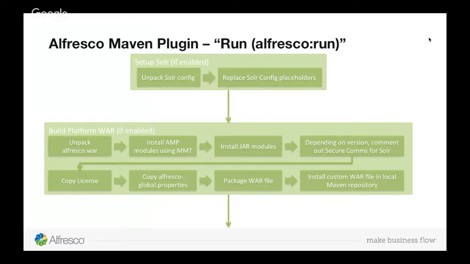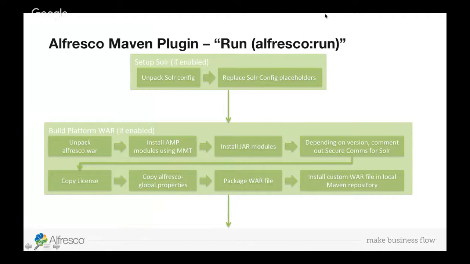Then the next step is that it actually takes the Alfresco WAR file and unzips it, and then we use the MMT module to install all the AMPs and installs the jar files, jar modules, depending on the version, and like I said with the Solr, maybe we need to comment out secure comms. We copy in the license, we copy in global properties, then we package up the WAR file and we install it in the local repository.